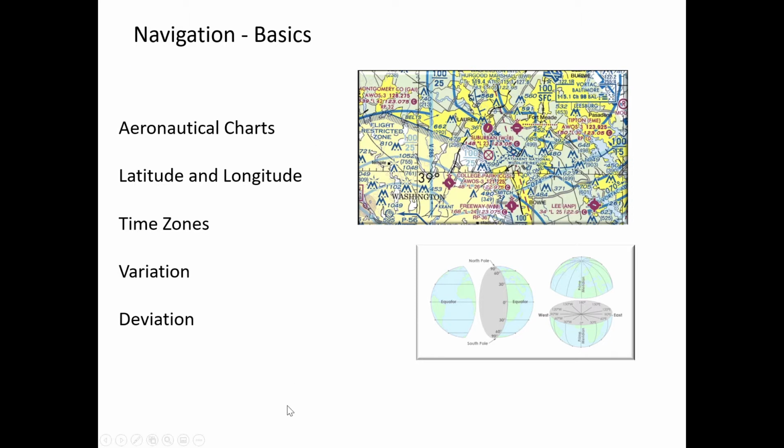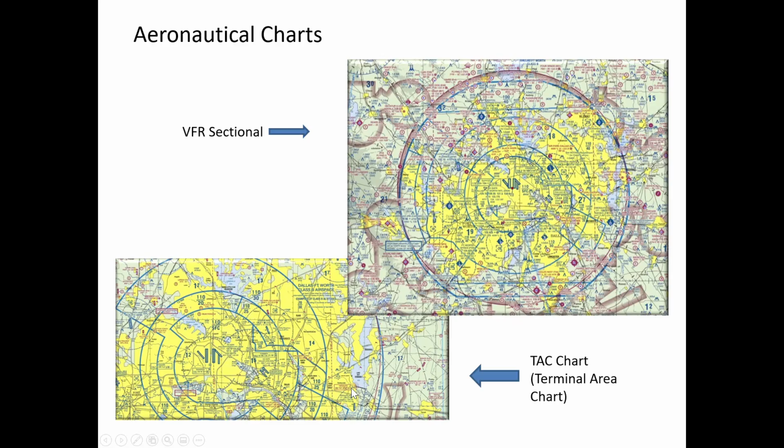All right, our first lesson on navigation, we're going to go over the basics. These are some of the concepts that are foundational to the next several chapters. So what we're going to go over in this specific lesson is aeronautical charts, how the Earth is divided up by latitude and longitude, time zones and areas where you'll see time zones in your flight planning, variation and deviation. So let's jump right in.